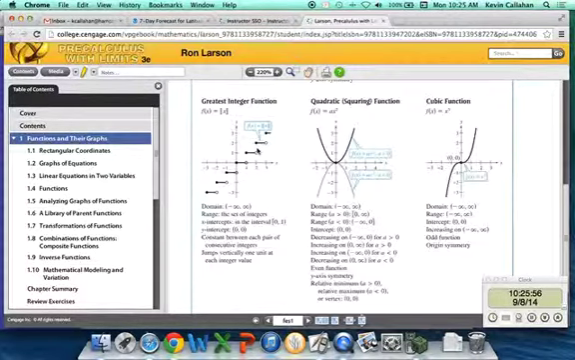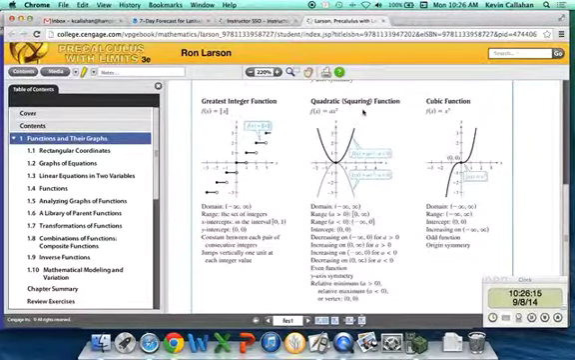But what is the range? The range is -3, -2, but nothing in between those two, right? -2, -1, nothing in between. The range would just be the integers. So let's see. The range, the set of integers. The domain, all real numbers, right?